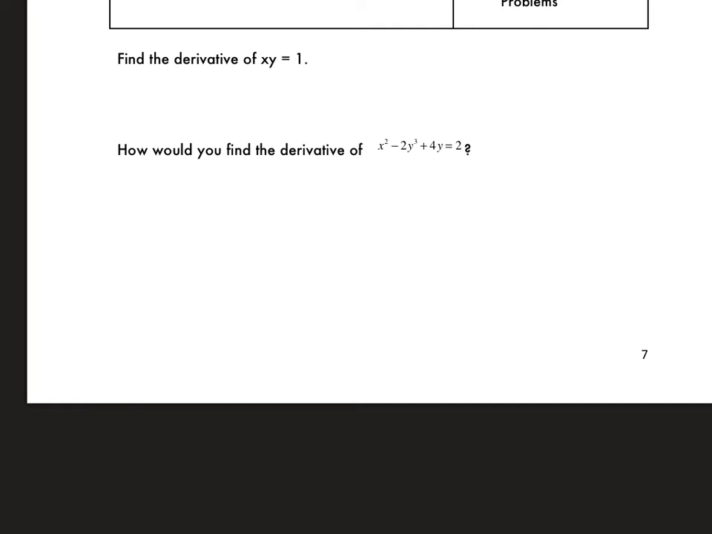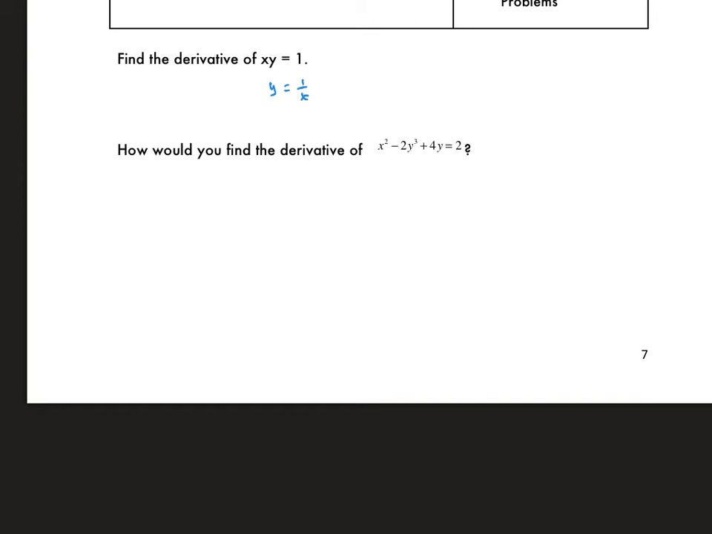Alrighty, now as we jump into this idea of implicit differentiation, we need to understand what an implicitly defined function is. So in the first example right here, xy is equal to 1, that is not necessarily an implicitly defined function. And here's the reason why. We can solve for y very efficiently.